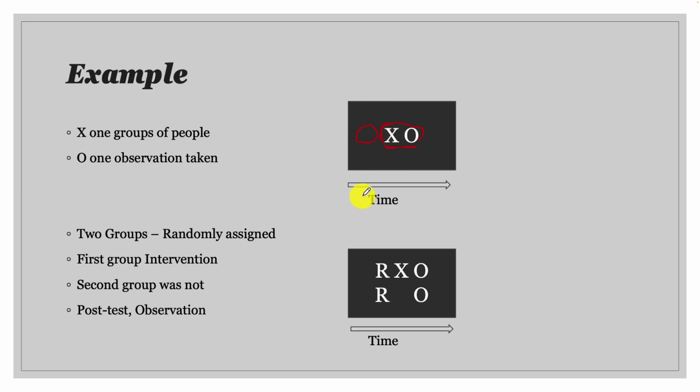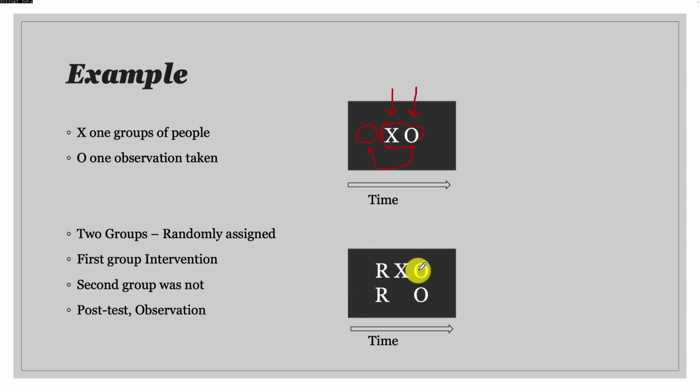So if we see time moving this way and all we see is an X and an O, that means that one group received one treatment and all we got was a post-intervention measurement, right? So that's not really strong because I don't know what happened beforehand. I don't know what values were beforehand.